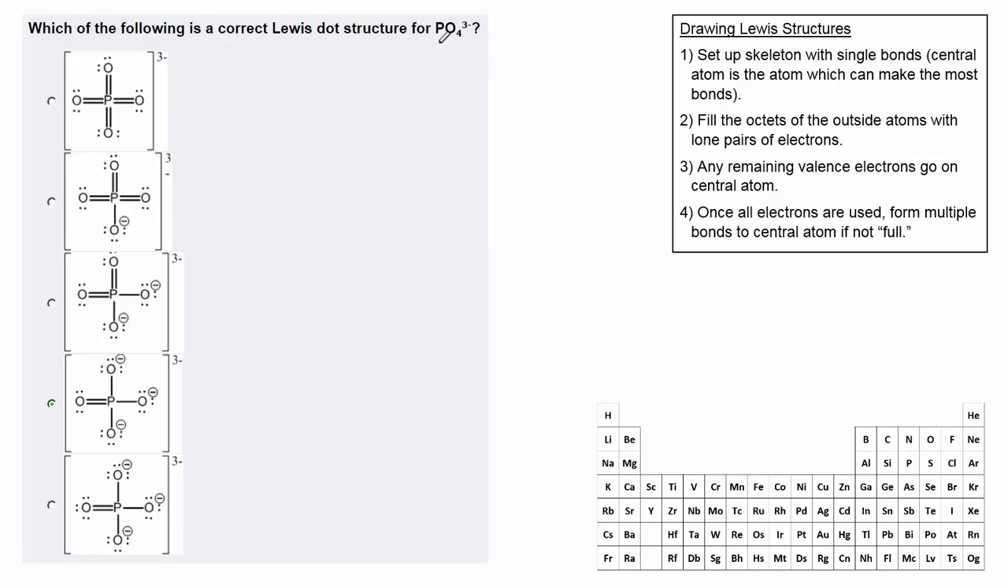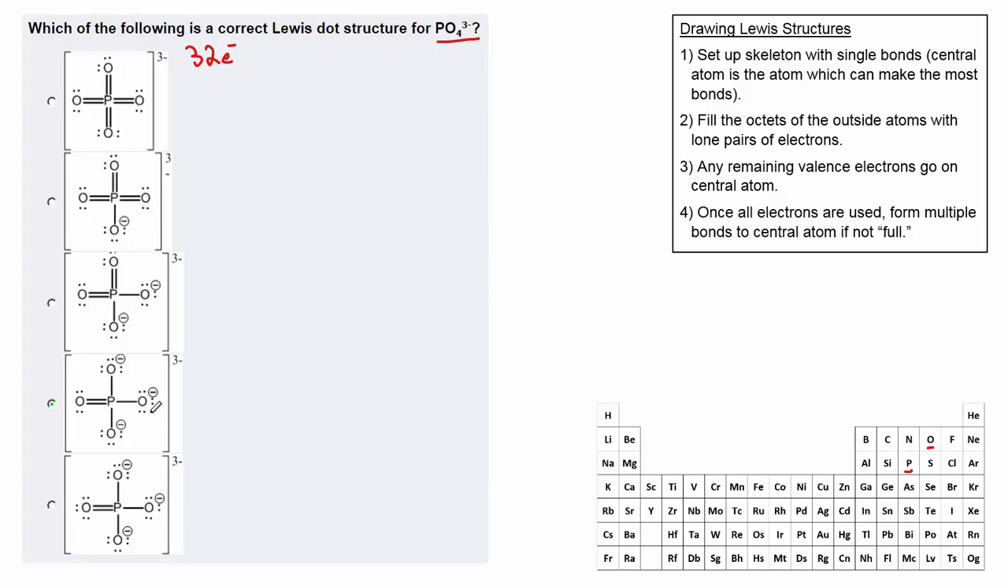To draw the correct Lewis structure for the phosphate ion here, we first have to determine the total number of valence electrons. Phosphorus has 5. Each of the 4 oxygens has 6, for 24 more. That's 29 total. And then a -3 charge means 3 extra electrons, for a grand total of 32 valence electrons.